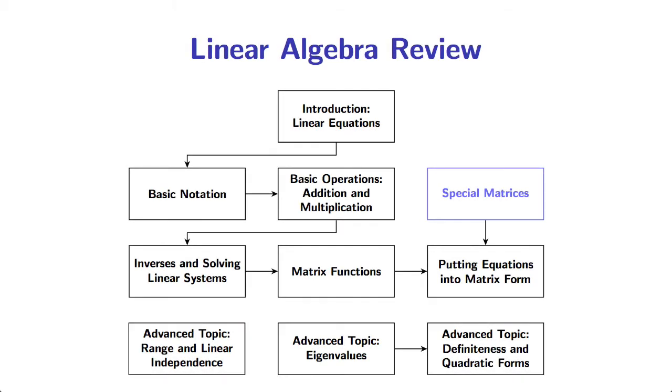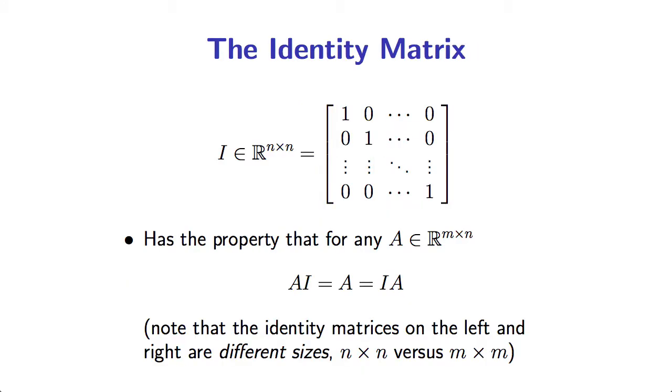Now let's talk about some special types of matrices that we encounter often in practice. To begin with, the identity matrix, which we will denote I, is a square matrix. It's going to be n by n, and it's a matrix that has ones on the diagonal and zeros everywhere else. So the diagonal elements are all 1, and every other element is 0.